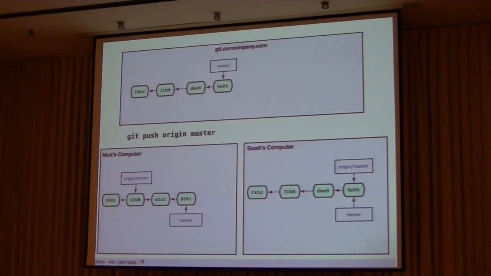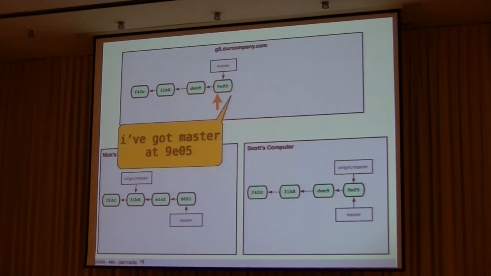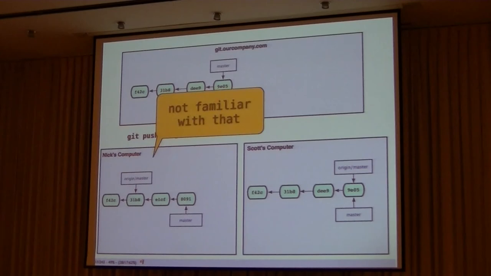So now when Nick wants to push, he wants to push his feature too, right? So the second person that pushes, the protocol basically does the same thing. They run the same command. The client says, I want to push some stuff. The server says, I've got master at this particular commit. And then Nick says, I'm not familiar with that, right? If you walk down the history of what you're trying to push, you can't see that commit anywhere in your history. And so that means it's not incorporated.